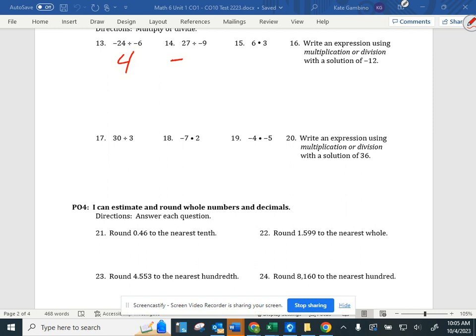Then we have 27 divided by 9 is 3. So our answer is negative 3.